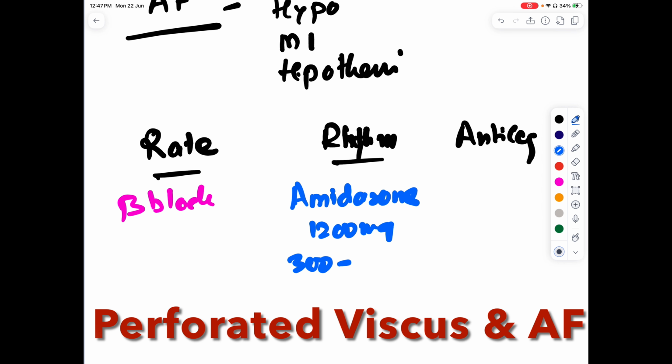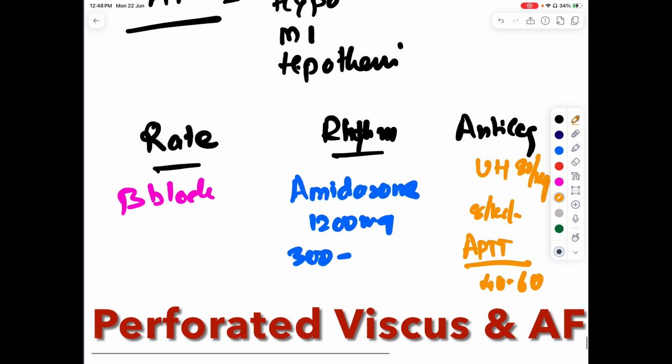Anticoagulants like unfractionated heparin, 80 units per kg as a bolus, then 18 units per kg per hour. APTT has to be measured. It has to be between 40 to 60. So these are the things which need to be done.